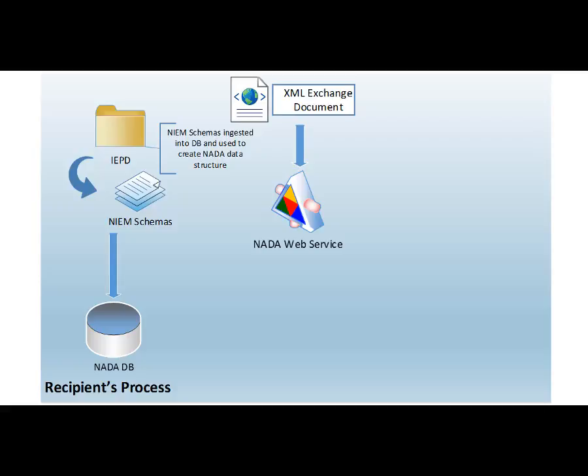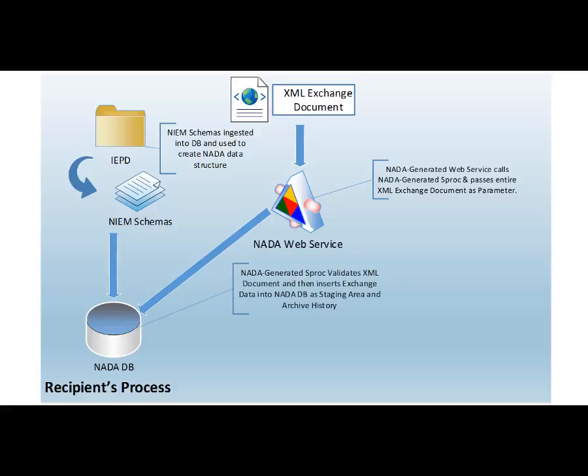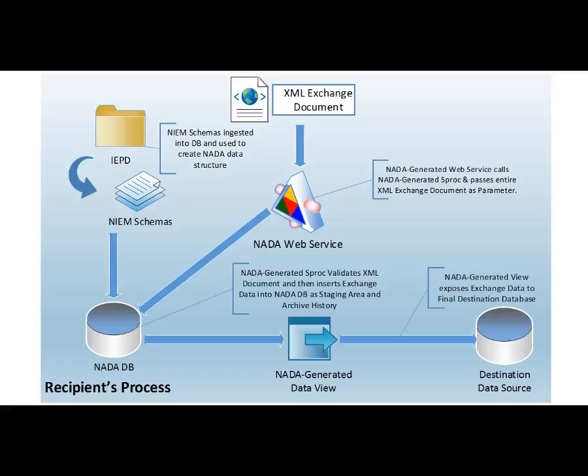The NADA web service then receives the NIEM-compliant XML document from the sender. The NADA web service then calls an ATOM-generated stored procedure passing the entire XML document as a parameter. The stored procedure first validates the XML document against the ingested schema collection and then inserts the exchange document into the NADA database. This data is then exposed to the destination data source by way of a NADA-generated data view. At this point, any required data transformations can take place before the data is inserted in the destination data source.